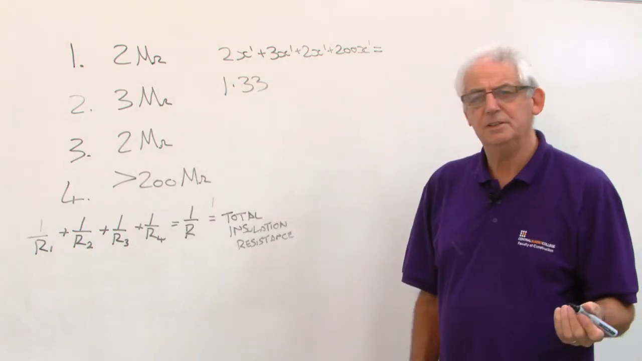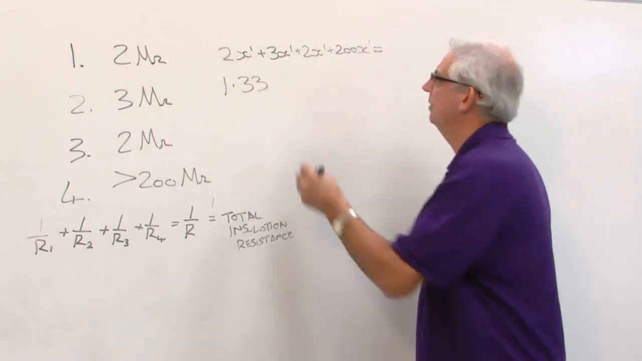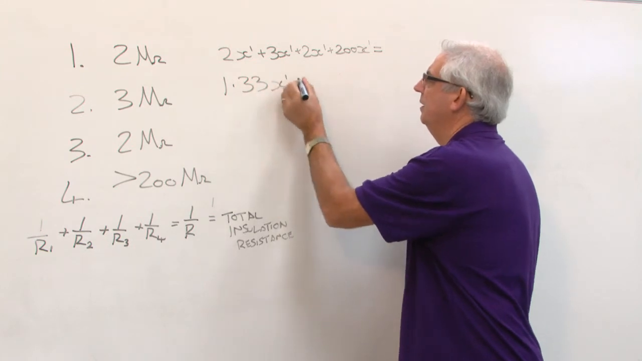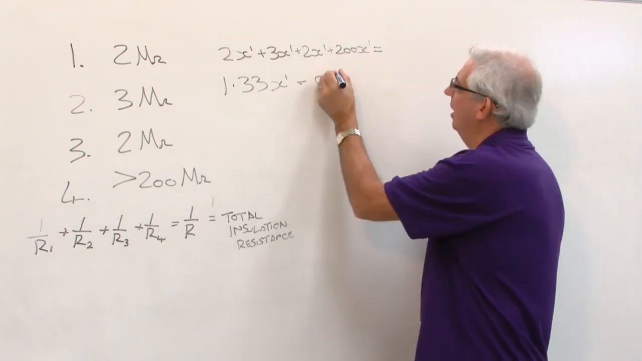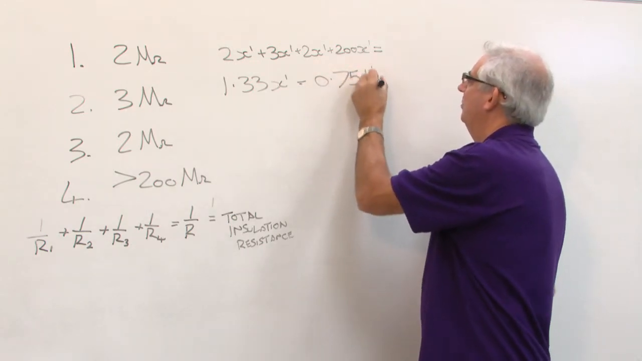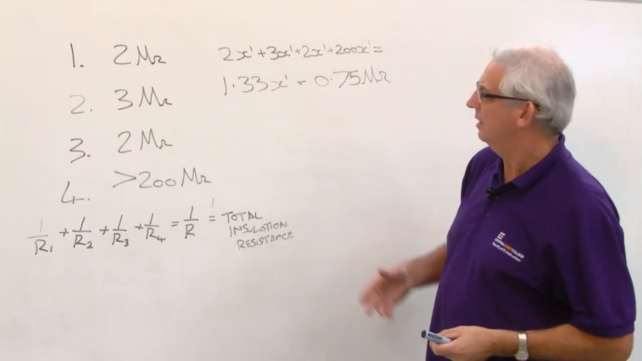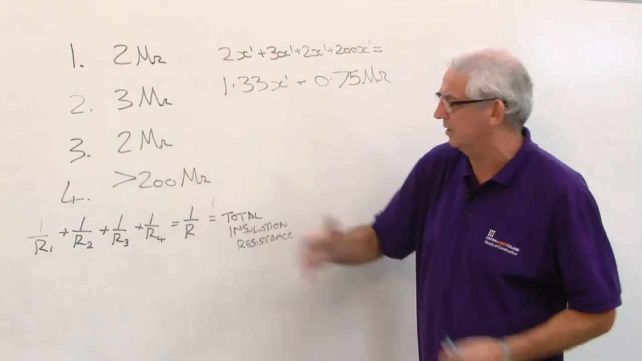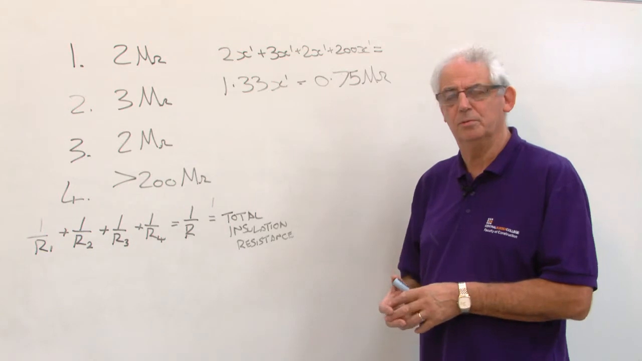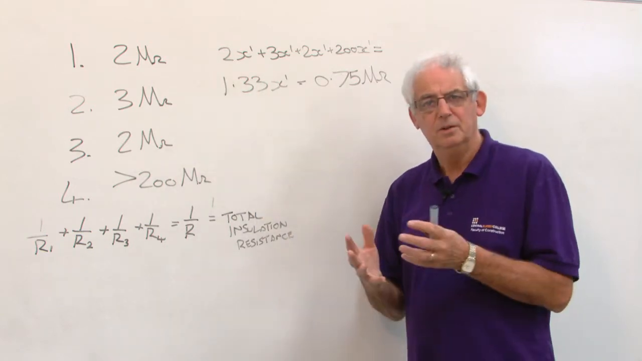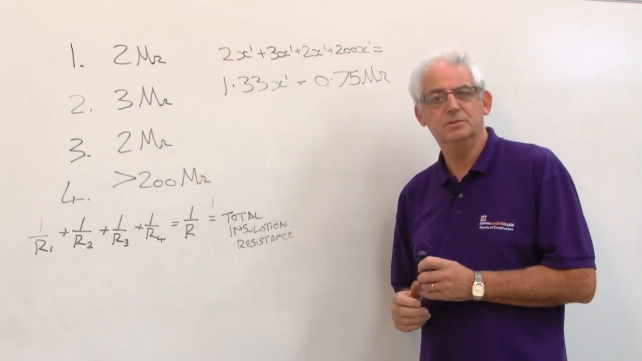To complete the calculation, we now need to divide that into 1 again. So 1.33 x to the -1 equals 0.75 megohms. So that's the total resistance of my installation. And you can see that although all of these circuits are satisfactory, the installation wouldn't be. That's a good example of why we should be doing this calculation when we're doing periodic inspections and we're carrying out insulation resistance testing.